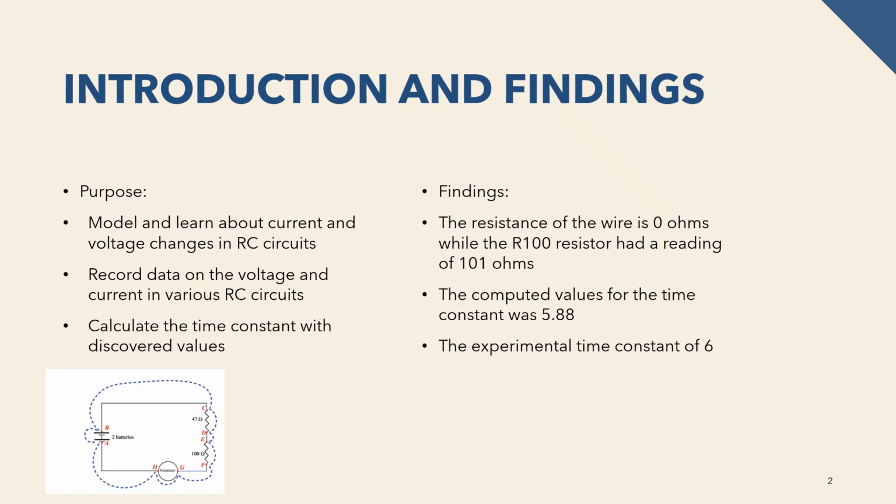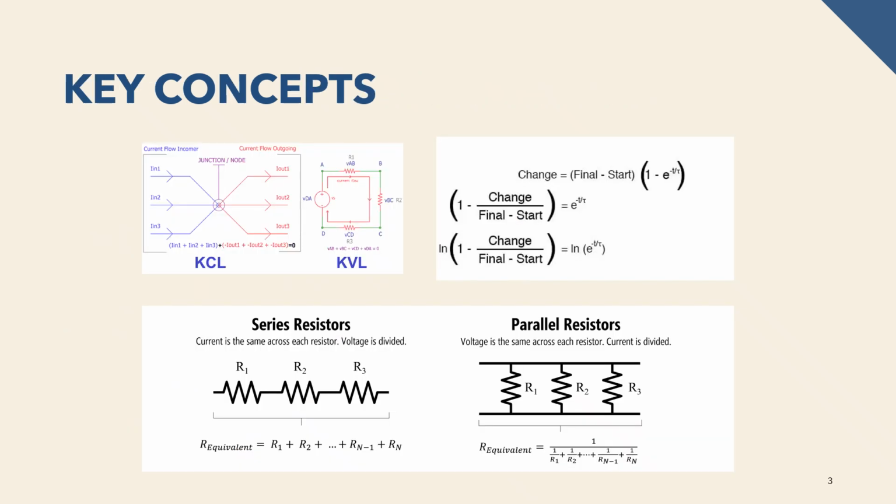Some of the findings were that the wires had 0 ohms of resistance, while the 100R resistor had 101 ohms of resistance. The computed value for the time constant was 5.88 seconds, while the experimental value of the time constant was 6 seconds. The first key concept is Kirchhoff's current law and Kirchhoff's voltage law.